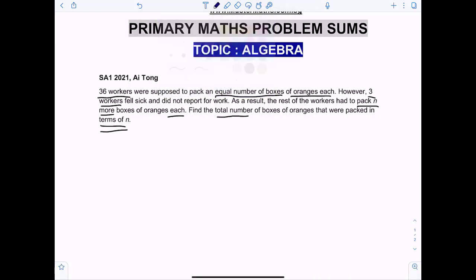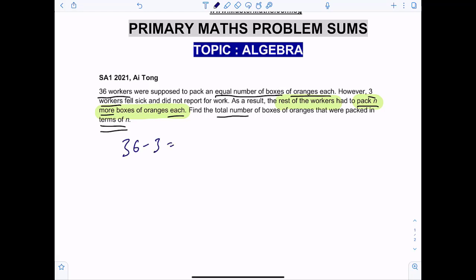Now, to do this, we need to ask ourselves this question, right? Why is it that each of the remaining workers, the rest of the workers, had to pack n more boxes of oranges each? Why is that so? It's really because of the 3 people who unfortunately fell sick. Alright, so the extra n boxes for each of the 33 workers.